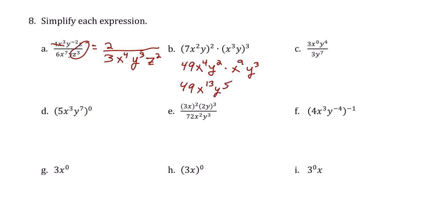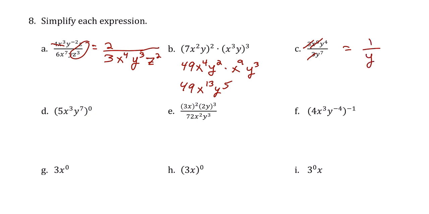Okay, let's look at the next one. Okay, so in this case, anything to the 0 power is just 1. So I'm going to just cancel that because it really means 3 times 1, which we just know is 3. So why bother with the x to the 0? Okay, so now the 3 over 3 just becomes 1. So they're gone. So all I have left now is y to the fourth over y to the seventh.